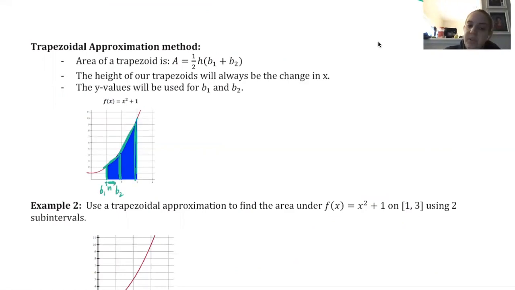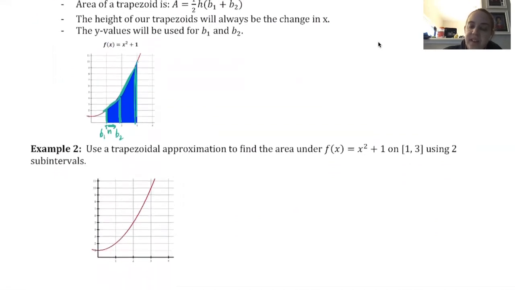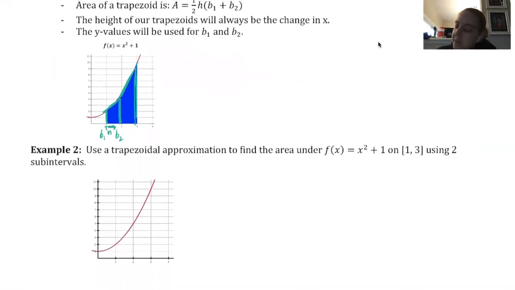So for example 2, use a trapezoidal approximation to find the area using 2 subintervals. So we're going between 1 and 3 again.